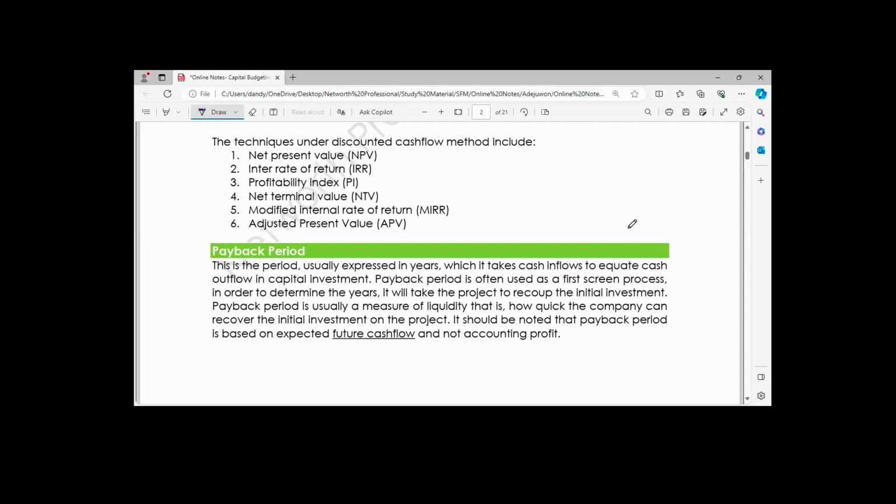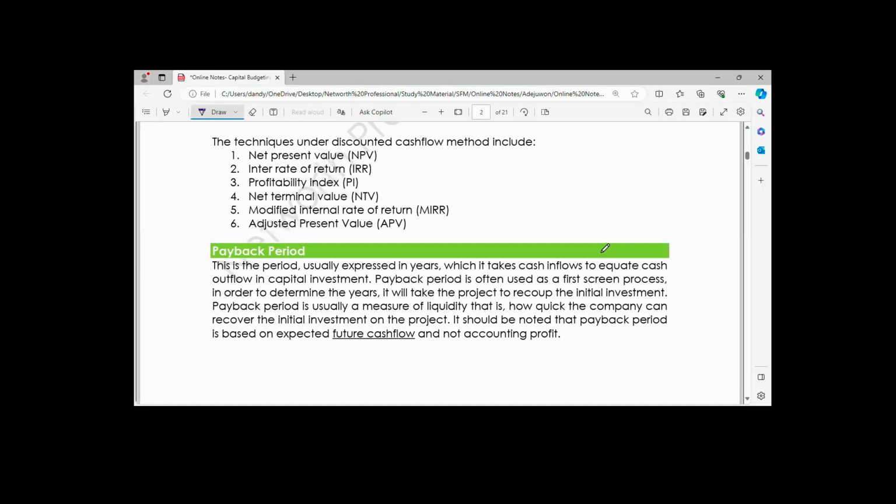It should be noted that payback period uses cash flow, unlike accounting rate of return, which uses accounting profit or loss.